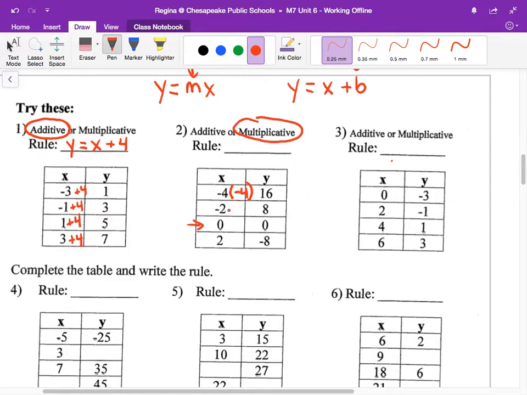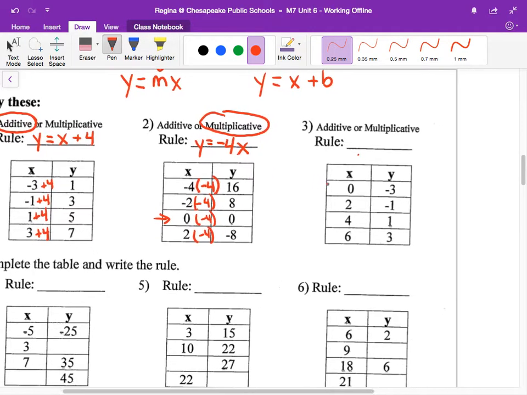And let's just double check. Yep. If we multiply by -4, yep, we'd get 0, yep, we'd get -8. So we're going to say y equals -4 times x. There's the rule. Okay, let's look at the next one.